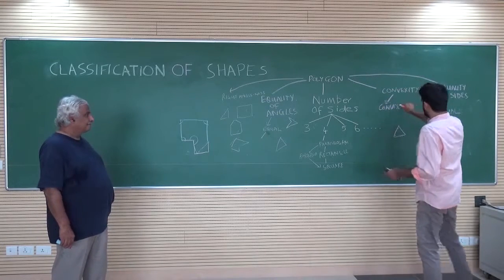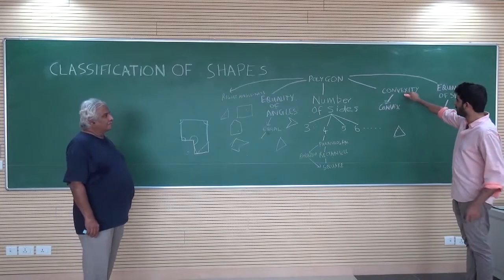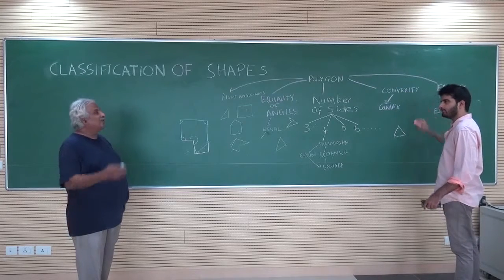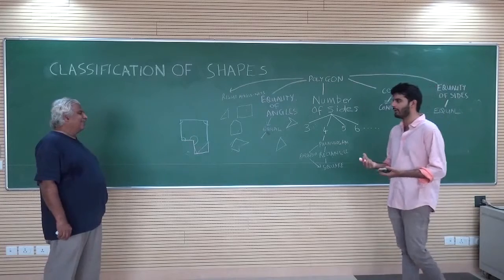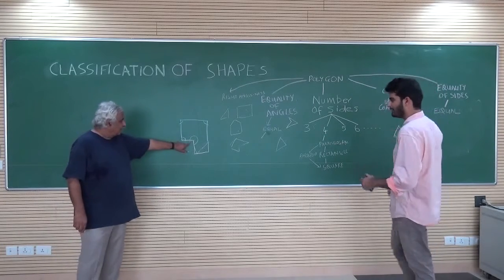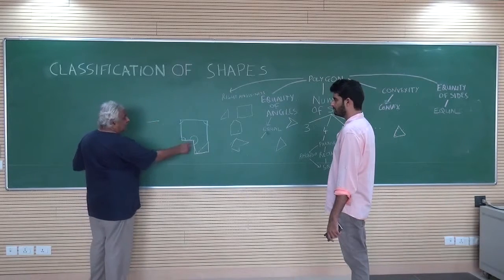Which is why here we've only put one arrow to convexity, for convex and not to non-convex. So that means non-convex is not a category. Non-convex is not an interesting classification. There are no theorems on it. If there are, we don't know of it. Then there are no theorems. This is a convex. Sorry, this is a concave.